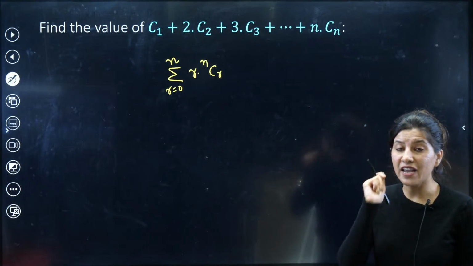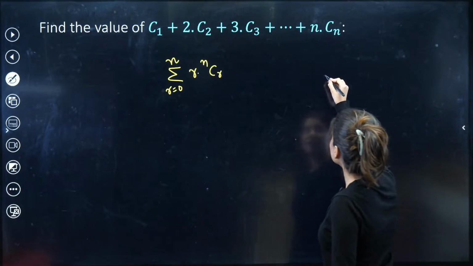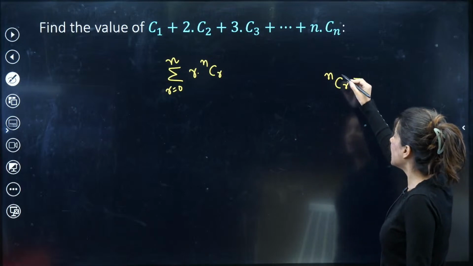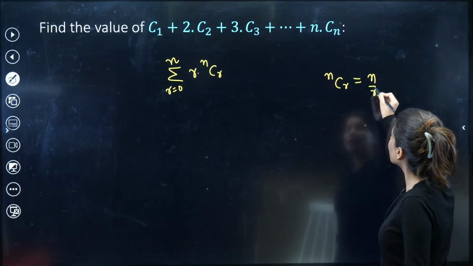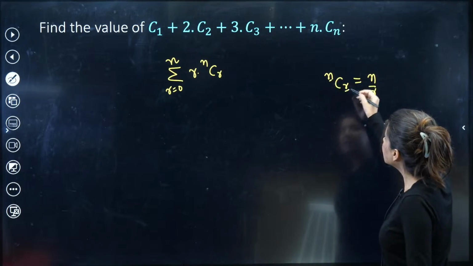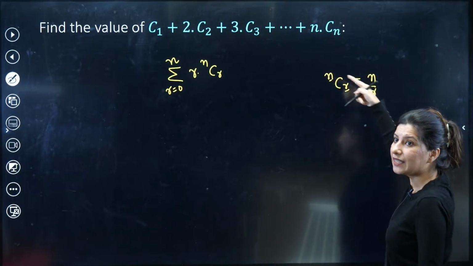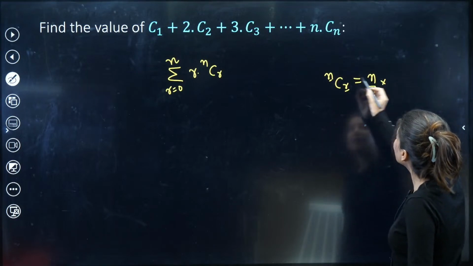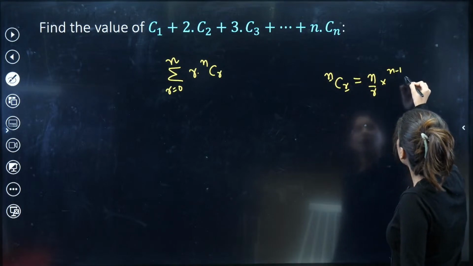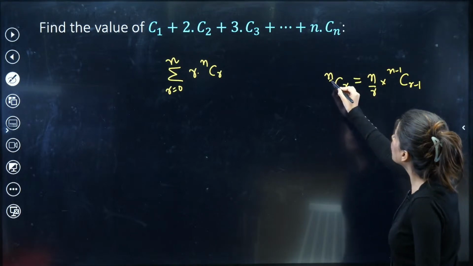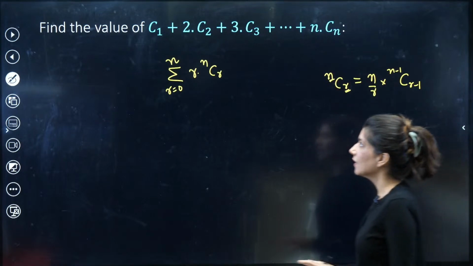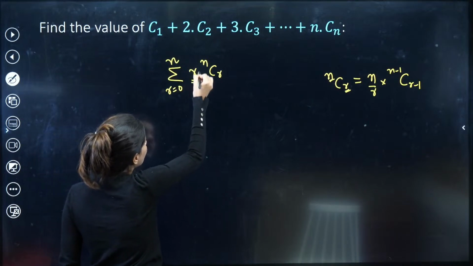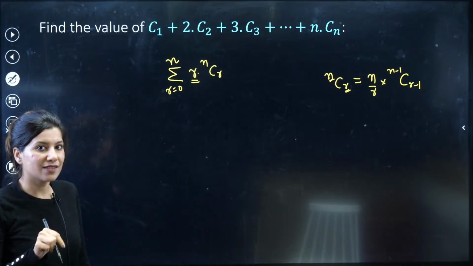Now let me tell you one very important property of this NCR, which was useful in your JEE Main as well. Very important. NCR is equal to N upon R, so this N will come in front, this R will come in front, right? NCR will be N upon R, and after that you have to multiply with N minus 1, CR minus 1. So just subtract 1 from these two terms. That's it. So same property I'm going to apply over here, right? Because I want to get rid of this R.